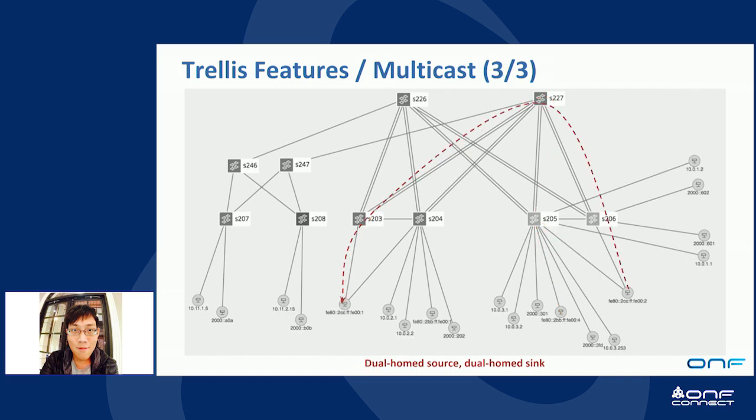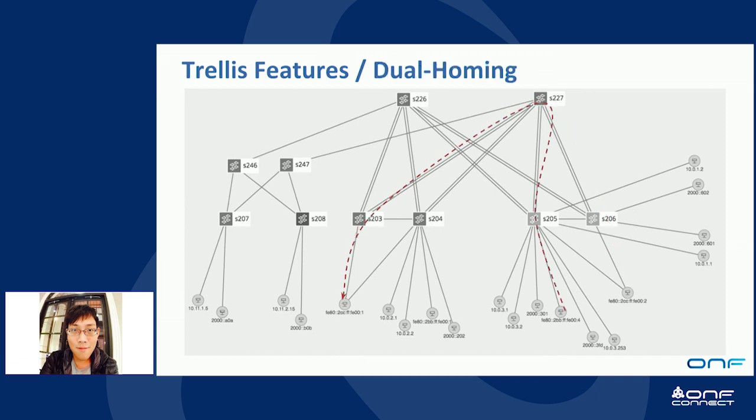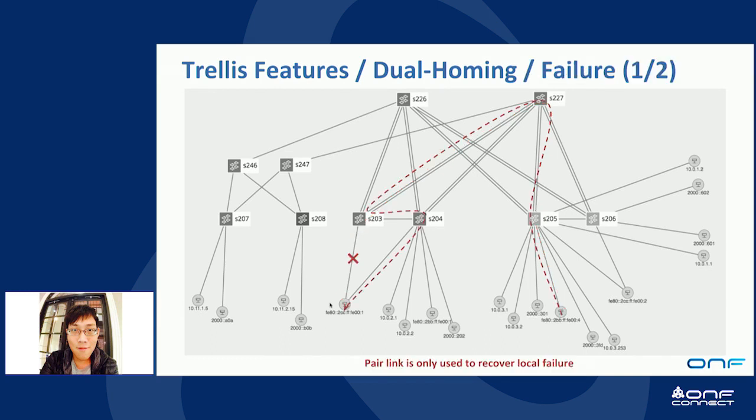And we also support dual home source and dual home sink. It's kind of similar. If you have link failure over here, Trellis will detect that, and it will switch the traffic to a backup path. So for dual homing, let's say we have a source over here and we have a dual home sink over here. The traffic will just get routed like this. But in case of a link failure, let's say if this link goes down, in this case, we actually will utilize, if you notice here, we actually have a link between these leaf pair. So this link between a leaf pair is used to recover a local failure.